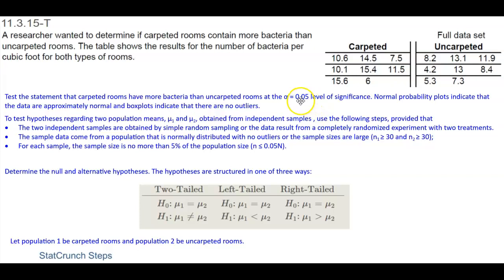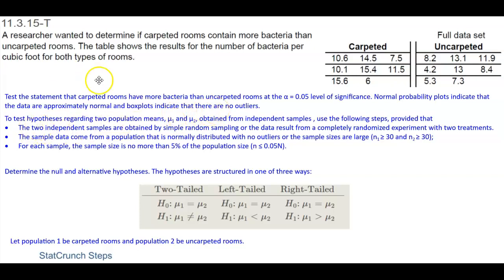Well, the reason why we're testing it at 0.05 is because we're not given a significance level. When it's not given, then you always use 0.05. Now, we want to test the normal probability plots so that it indicates that the data are approximately normal, and box plots indicate that there are no outliers.